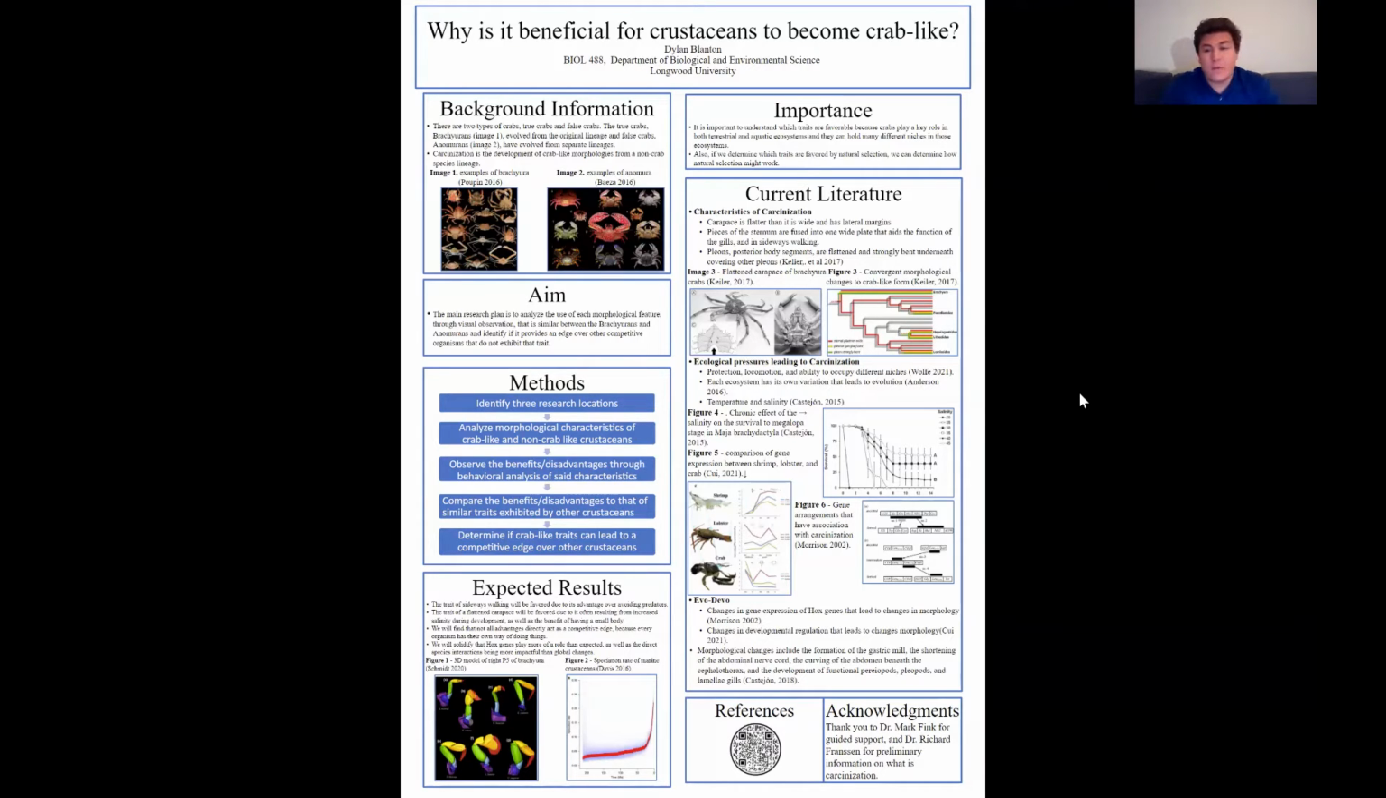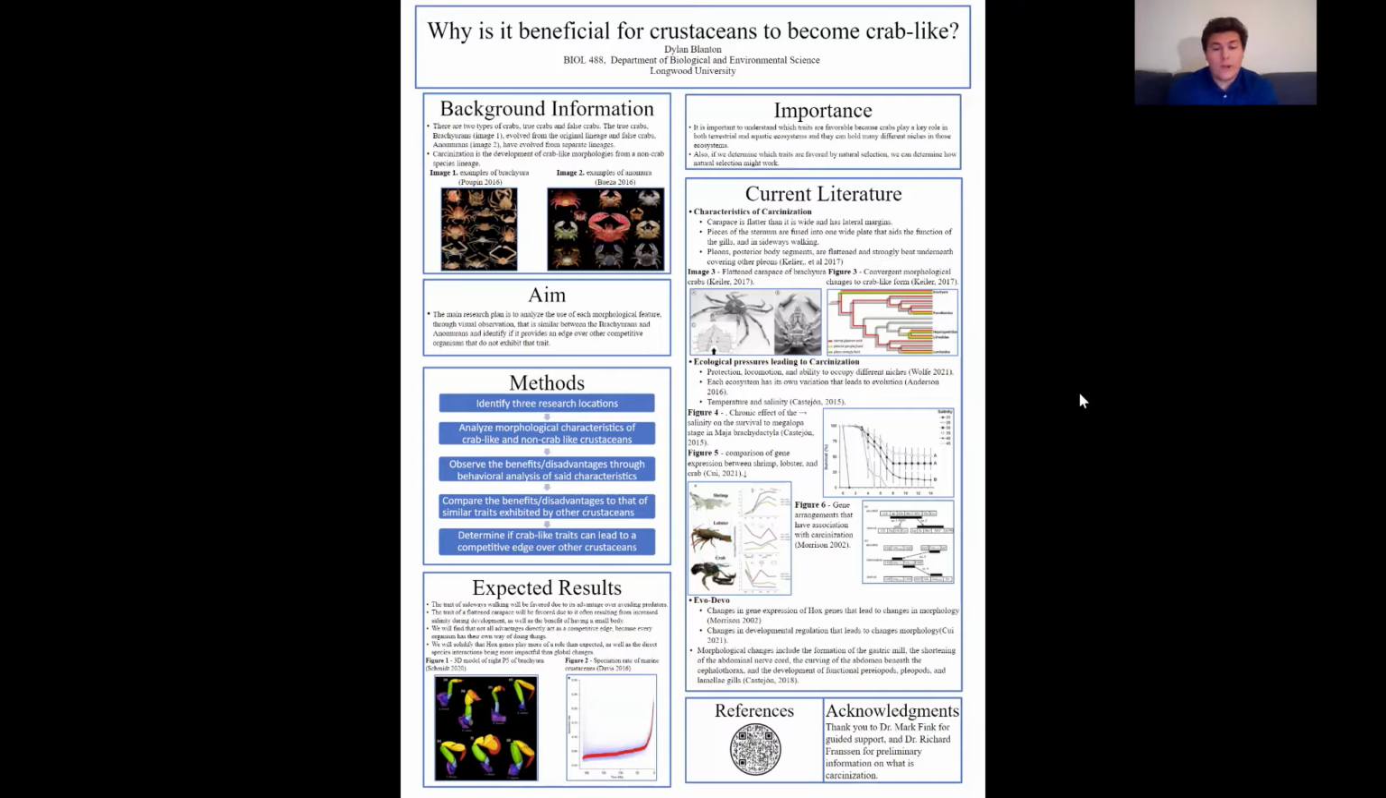So this could include feeding mechanisms. Say maybe a brachyuron is able to eat a clam in 30 seconds, whereas another crustacean might take 2 minutes. That would be an advantage that the crab-like morphologies have over the non-crab-like morphologies.